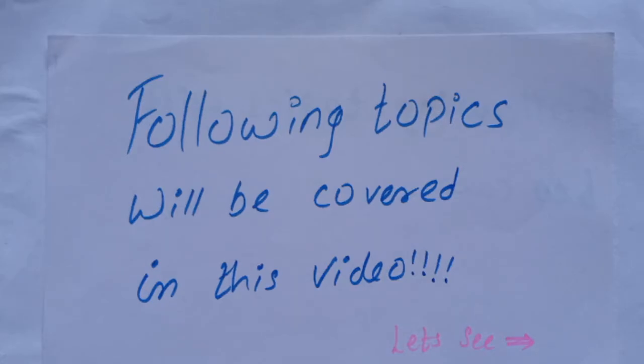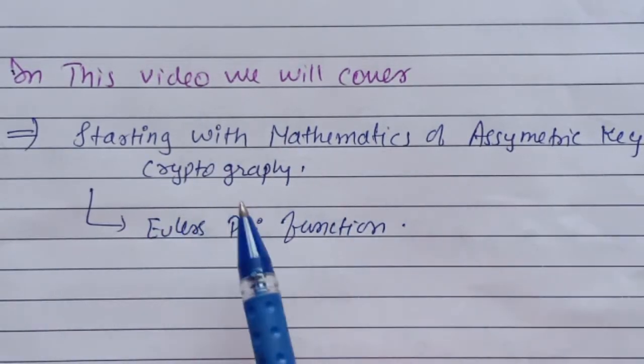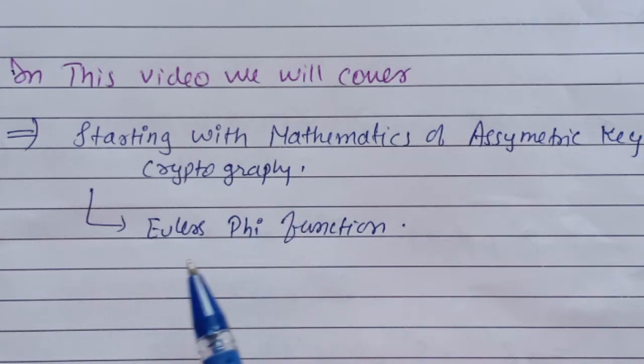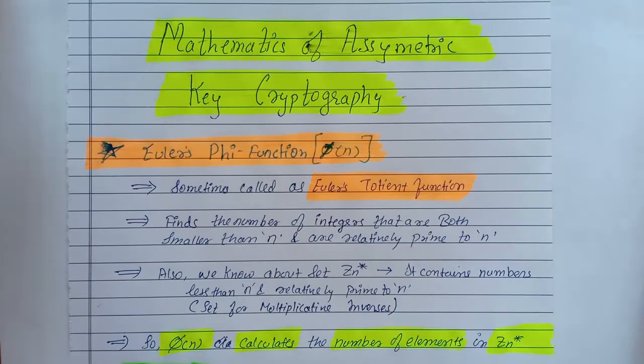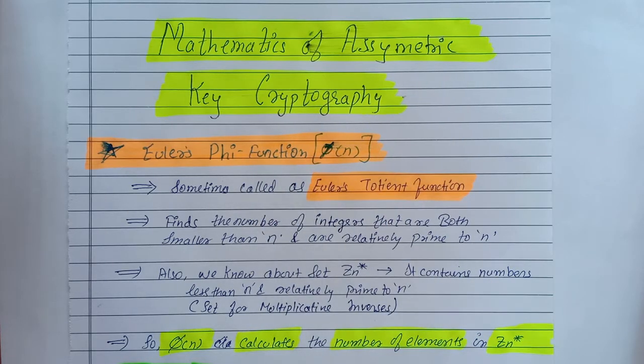In this video we will cover the following topics. Starting with mathematics of asymmetric key cryptography, we will see Euler's phi function with all examples in detail. So let us start with mathematics of asymmetric key cryptography.